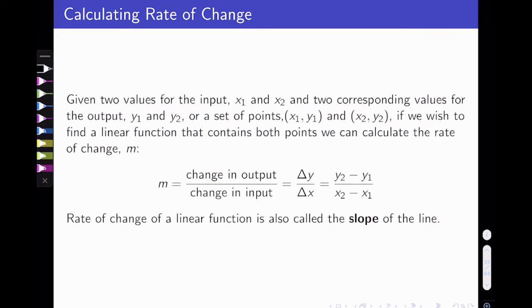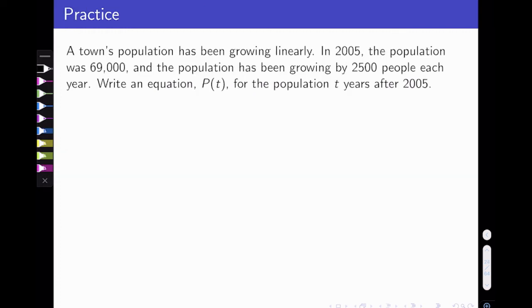If you want to calculate the rate of change of any function, not just lines, you'll need to have 2 points to do so. So given two values for the input, x1 and x2, and their corresponding output values, y1 and y2, which oftentimes are going to be written as a set of points, if we wish to find a linear function that contains both points, we can calculate the rate of change as the change in the output, or delta y, over the change in the input, or delta x. So y2 minus y1 over x2 minus x1. The rate of change of a linear function is called the slope of the line, and it is constant.